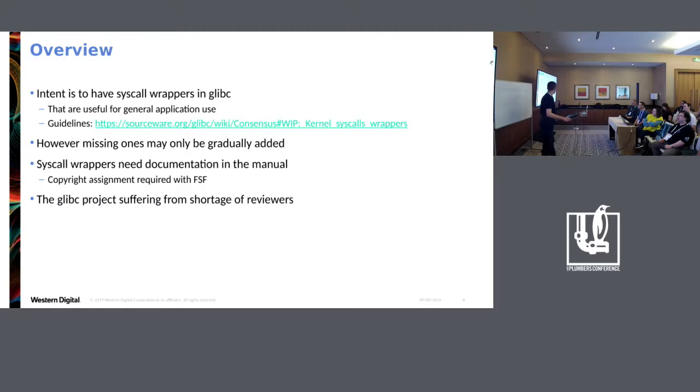We have some guidelines prepared already about what the syscall wrappers are supposed to look like, and why the intent is there to have them. We are regrettably not going to add them all at once. The thing is essentially there is significant effort to doing that, and each of the functions has to be documented in the glibc manual, and that has to be reviewed.